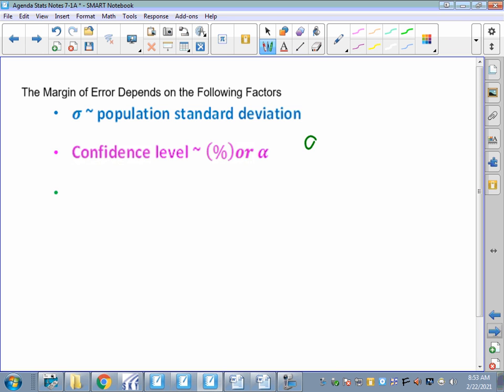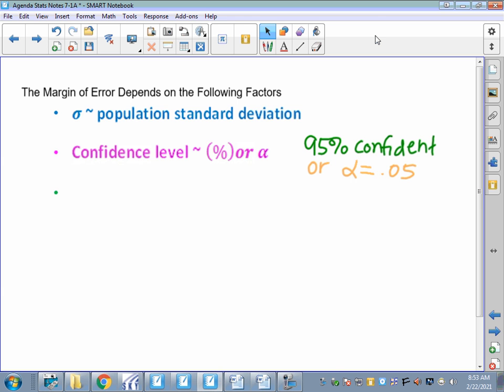So I could say 95% confident, or I could be sneaky. I could just say alpha equals 0.05. We know that that's 5%. We know that's a 95% confidence level. And your margin of error, E, also depends on your sample size, your n, all those things I need to give you. So there is one problem.